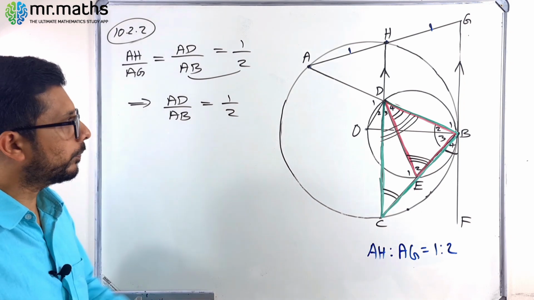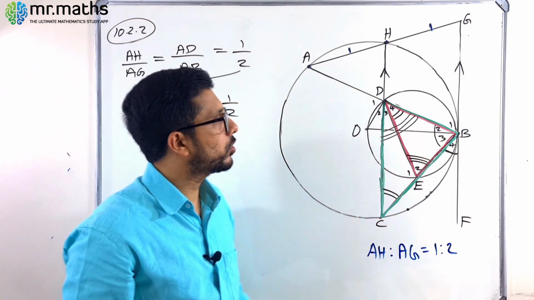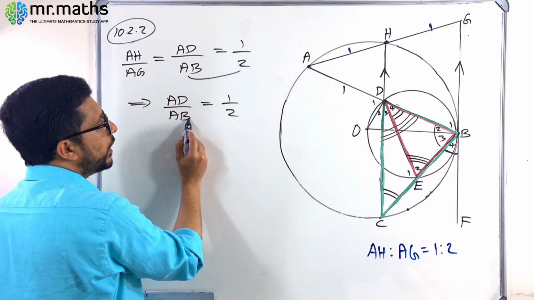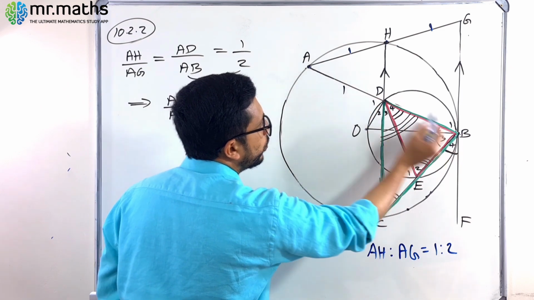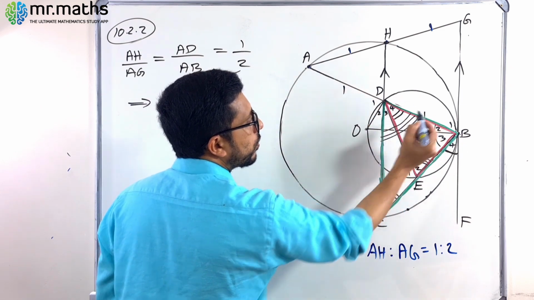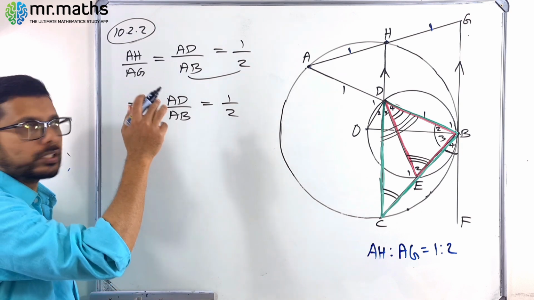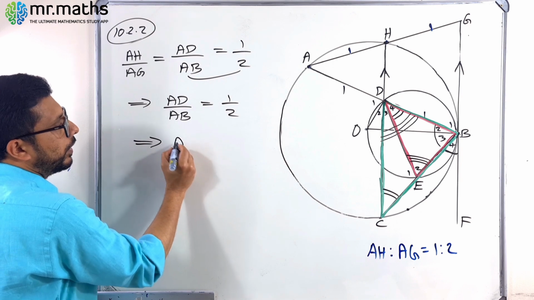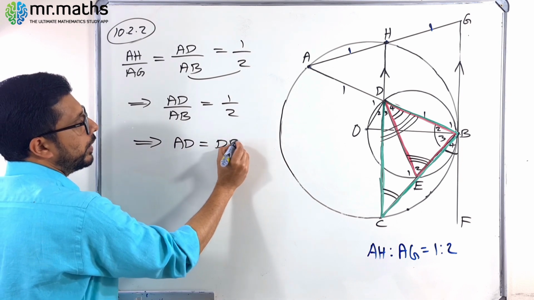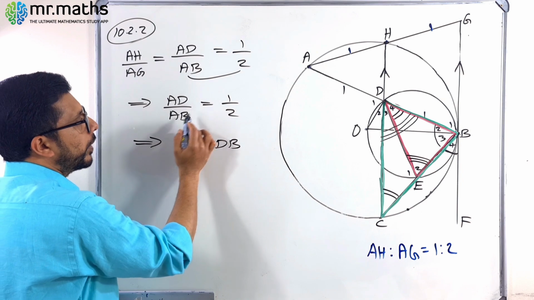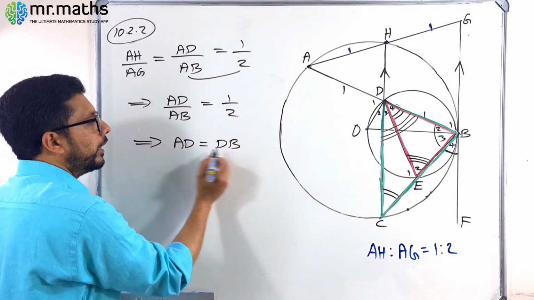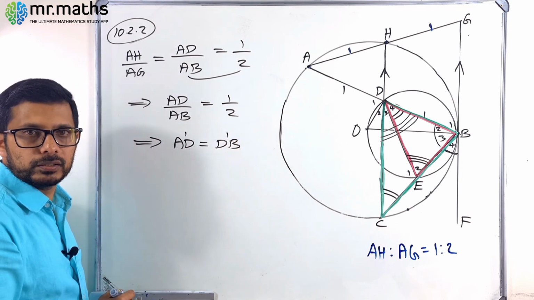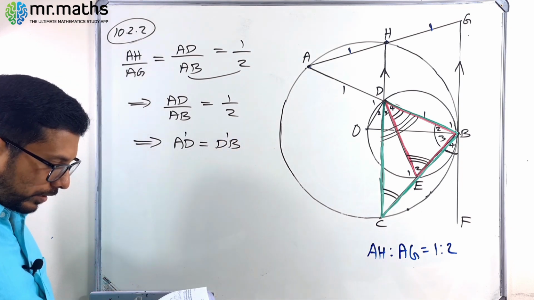Like what I said, AD by AB is 1:2 means AD is 1 and DB is what? From A to B it is 2 and this one is 1. So this one is also 1, just like the previous side AG. So we can directly write AD is equal to DB, because the ratio AD by AB is equal to 1:2 means that AD and DB are, what are the ratios? AD ratio is 1, DB ratio is 1. You understand? So that is the question.